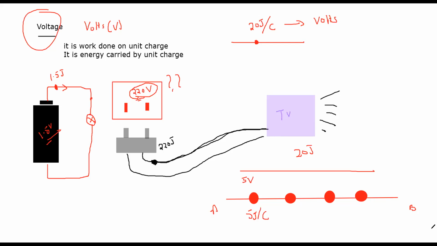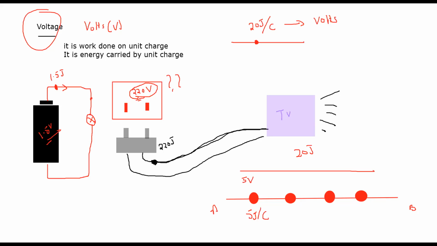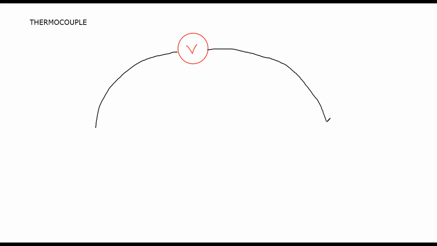Now, what is the main topic? The main topic is about the thermocouple. To understand the thermocouple, you should have an idea of the meaning of volts. So what is a thermocouple? A thermocouple consists of a millivoltmeter. A voltmeter is used to measure the voltage, or the energy which one charge carries. And it is made up of two different types of wire, connected to the voltmeter.